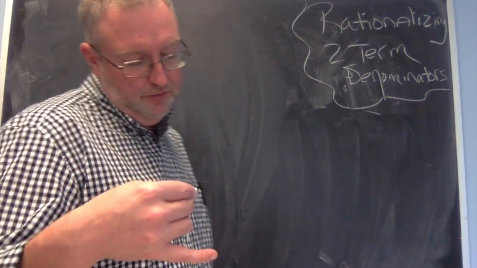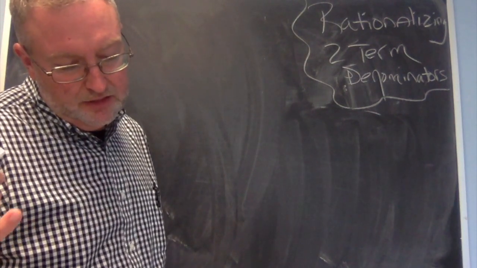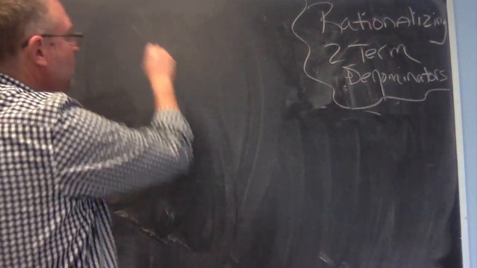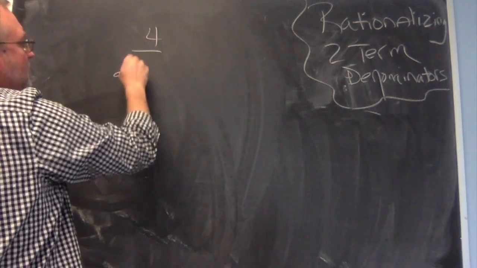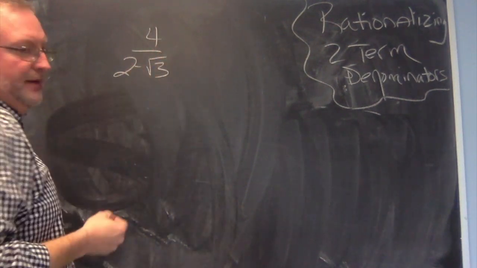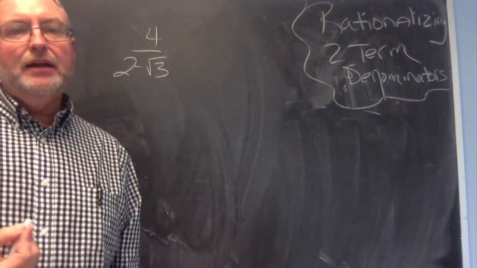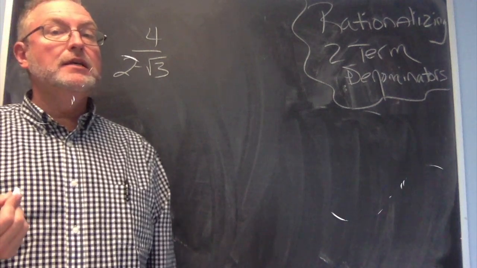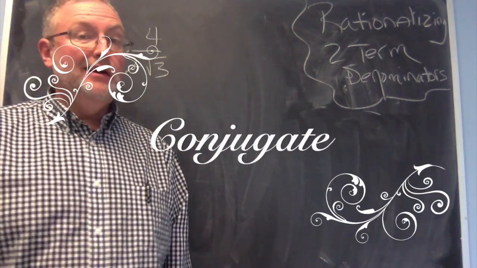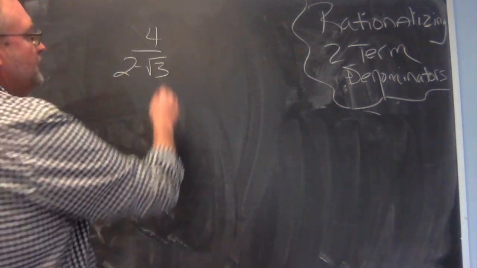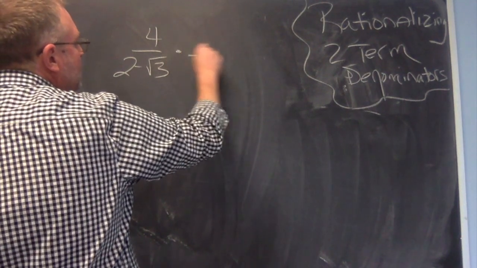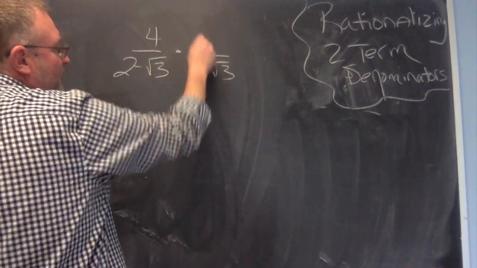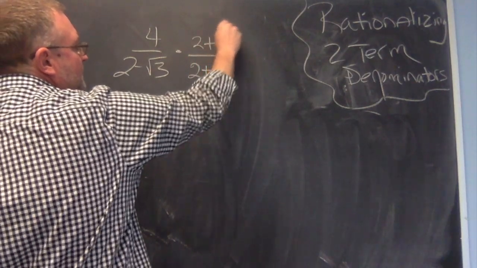All right, so let's do the first one. Number 1 says 4 over 2 minus the square root of 3. Now, I have to get rid of that radical on the denominator. So in order to do that, I'm going to multiply it by its what? Big word, starts with a C. Conjugate. So I multiply it by its conjugate, which would be 2 plus the square root of 3. But whatever I multiply there, I'm going to multiply up here too.